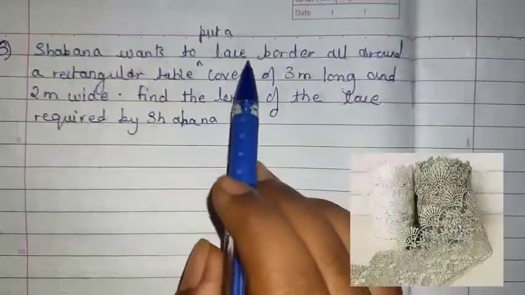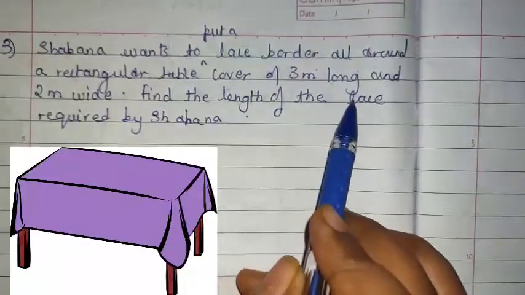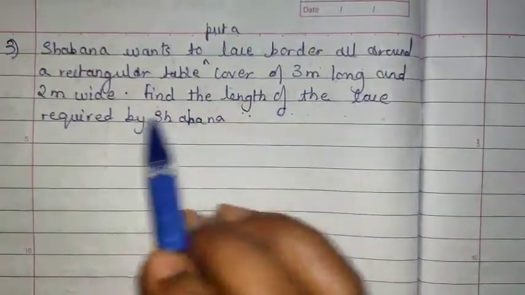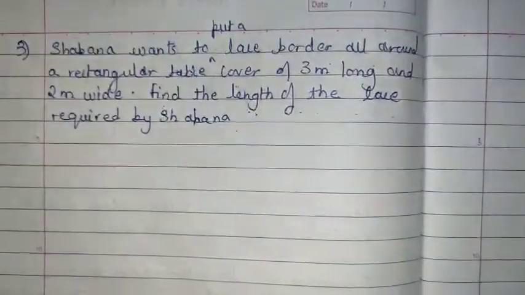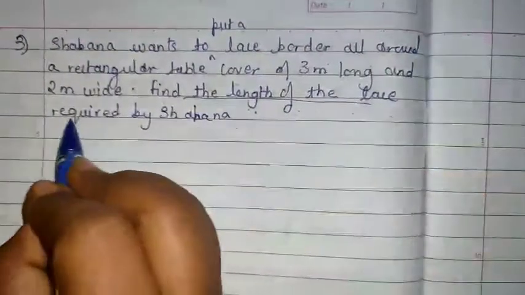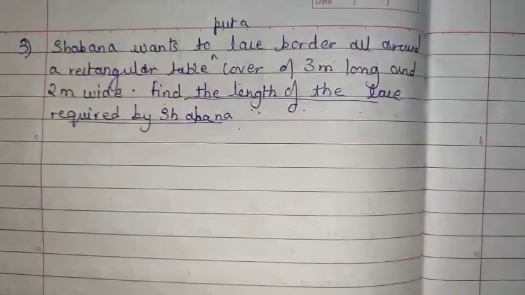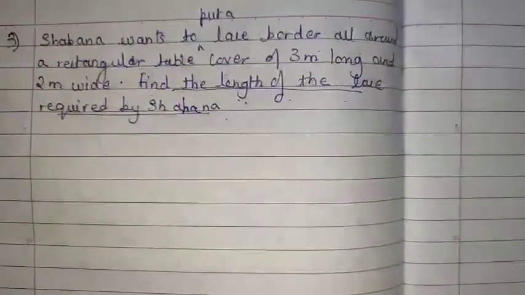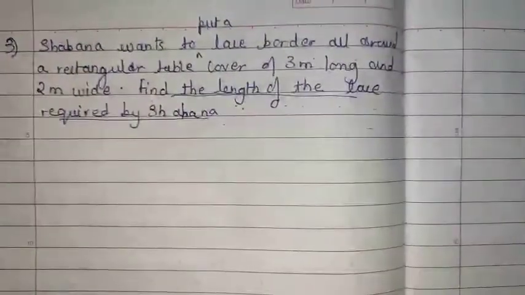Shabana wants to put a lace border all around a rectangular table cover of 3 meter long and 2 meter wide. Find the length of the lace required by Shabana. So now, what are we told to find out in this problem? Yes, the length of the lace required by Shabana to put around a table cover. So, how will you find it? Yes, by finding the perimeter.